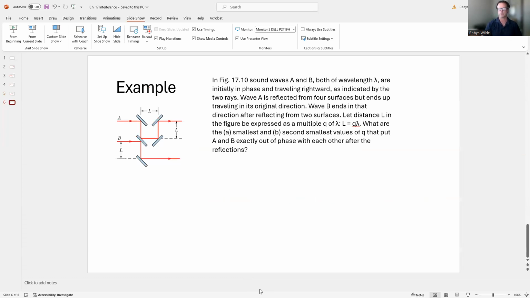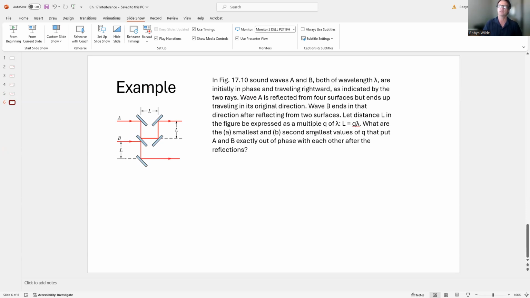This is, again, a problem from the book. And what this problem is asking is you've got two sound waves, A and B. They're both traveling to the right, and then they hit these reflecting surfaces. Now this would be very similar to what would happen for a light wave or an electromagnetic wave, and these were mirrors, right? So I've got sound wave A reflecting, hitting here, reflecting again, and then finally having a third reflection. The question is, well, first of all, actually, B goes only through one reflection. And it says, let the distance L be a multiple of lambda. L is equal to Q lambda.